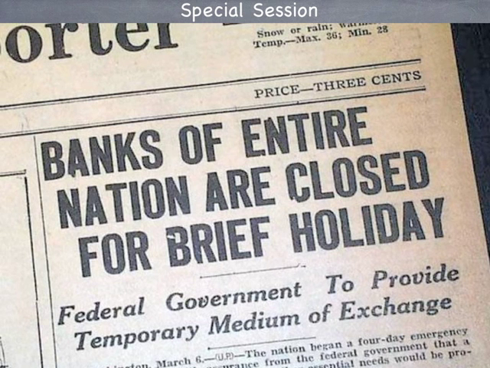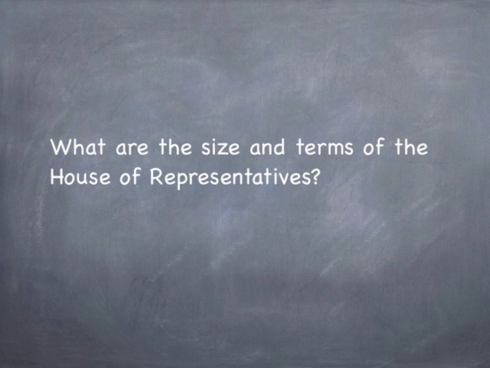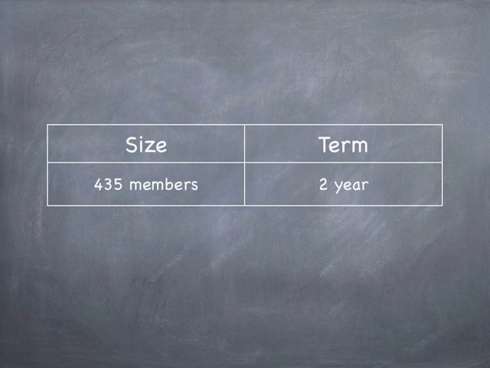Only the President may call Congress into a special session, a meeting to deal with some emergency situation. What are the size and terms of the House of Representatives? The exact size of the House of Representatives, currently at 435 members, is determined by Congress. Members of the House of Representatives serve 2-year terms.